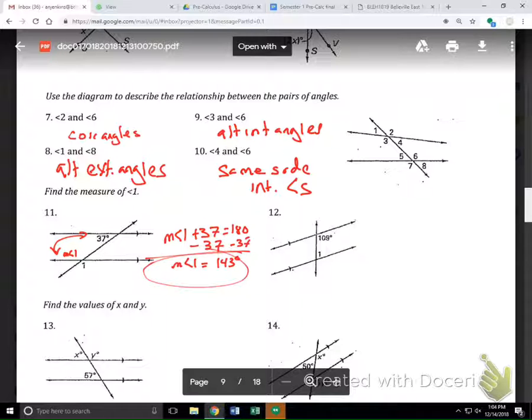The next one, we see again, what's the relationship here? Not vertical. Same side interior. So same side interior, we know same side interior add up to 180. When we subtract, I get 71 degrees.